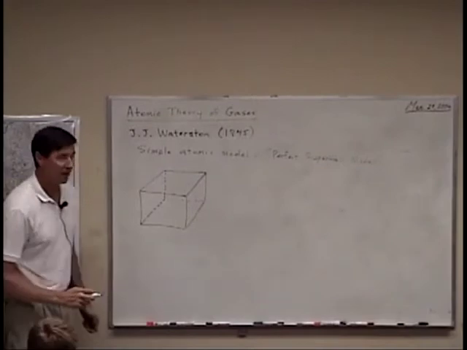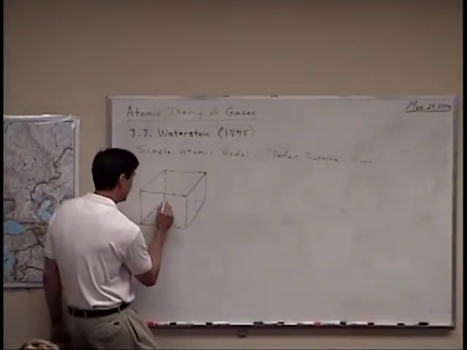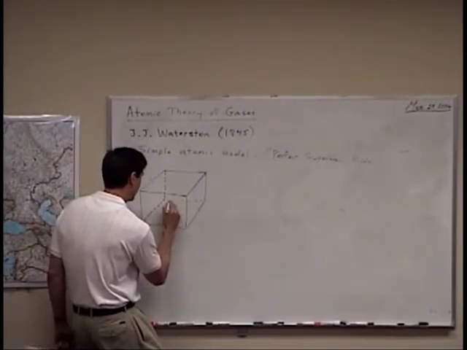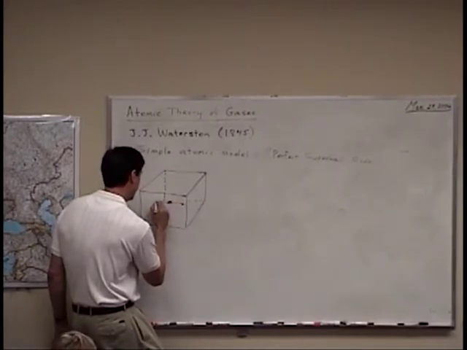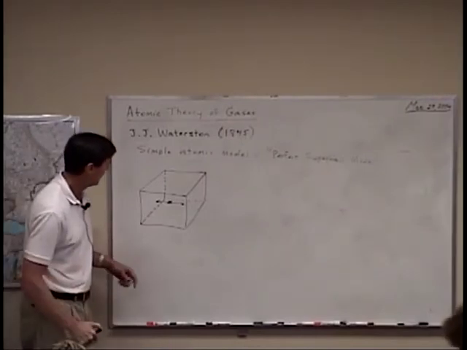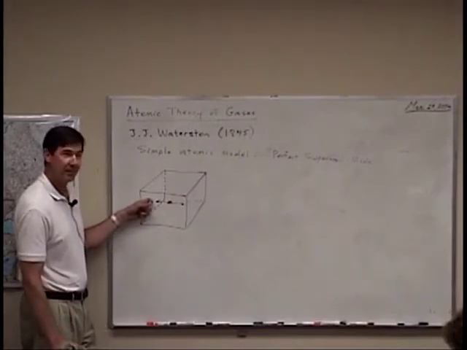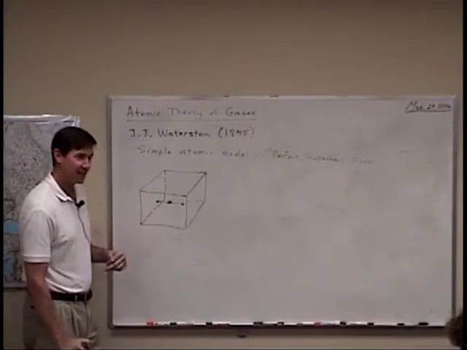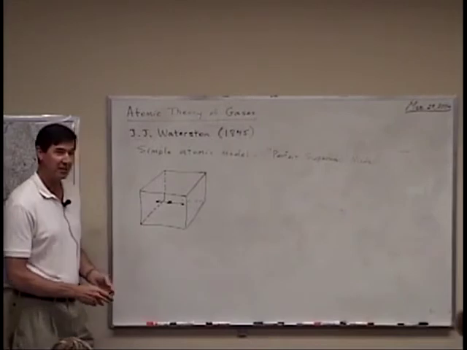We have a cube. We have a superball that, say, is bouncing back and forth between these two walls. Okay, everybody get that simple picture?